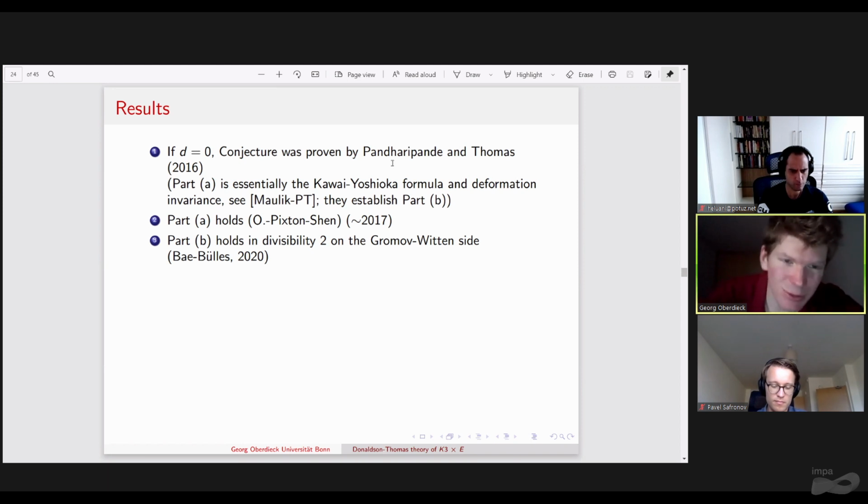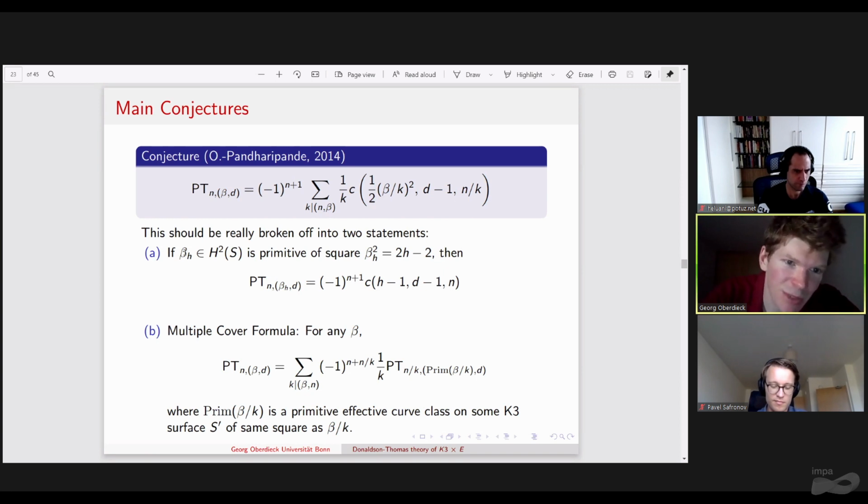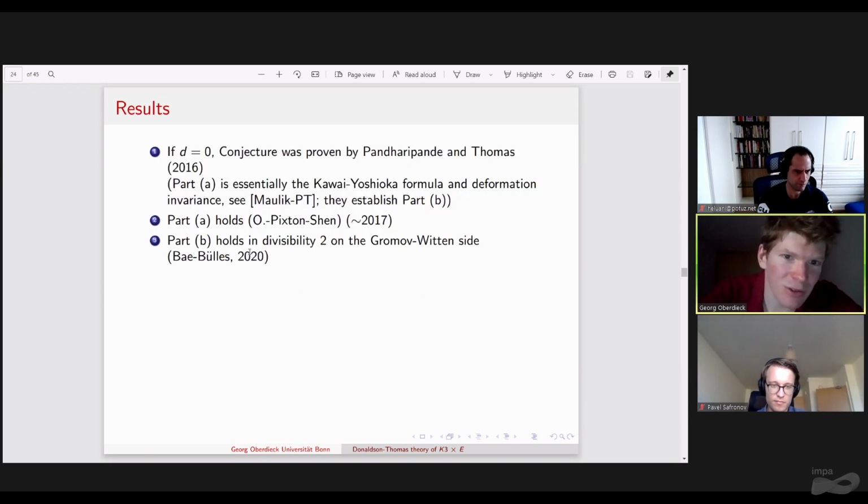The proof is basically in 2 steps. The first step is part A, which I mentioned before, the primitive case where beta is primitive. Essentially this follows directly from the Kawai-Yoshioka formula if you can prove that your Thomas invariants are deformation invariants. This was some earlier work by Maulik and the same 2 authors. The new key feature in the 2016 work is that they establish part B, this multiple cover formula, and the same strategy will also play a role in our case.